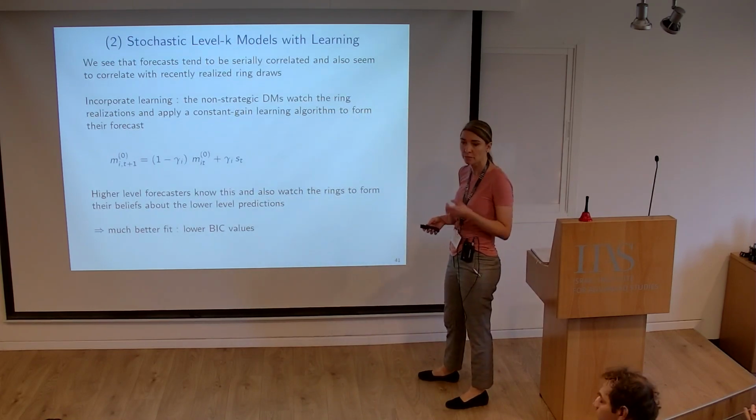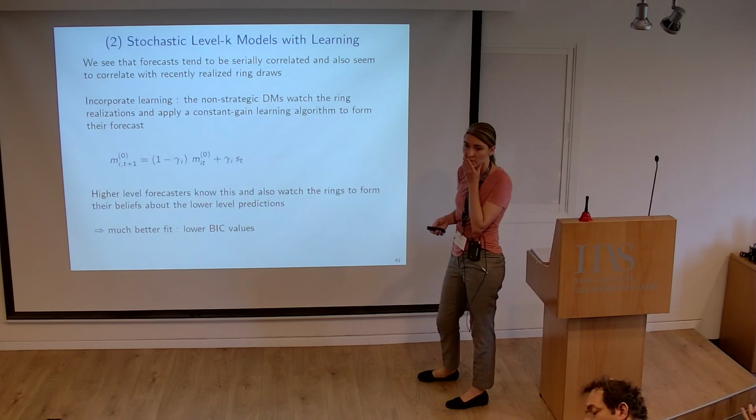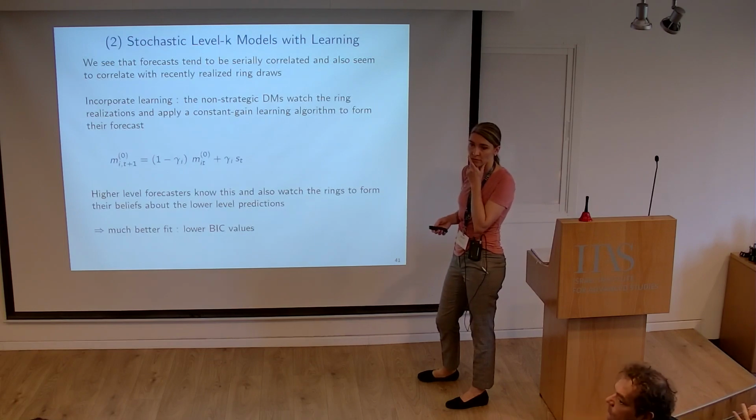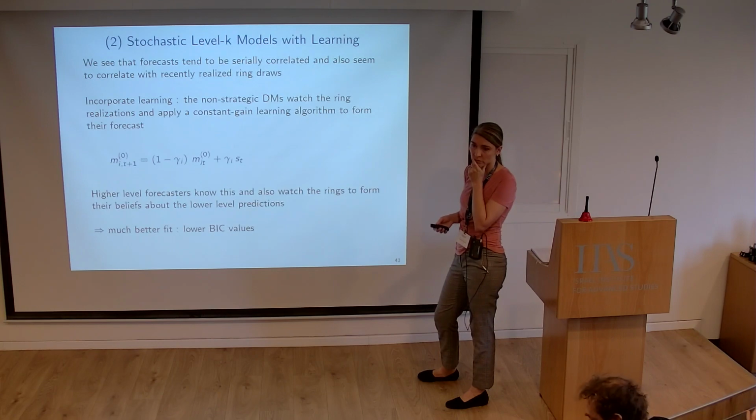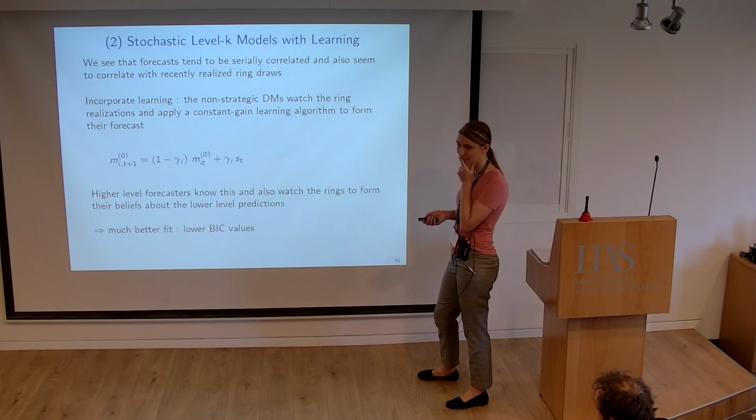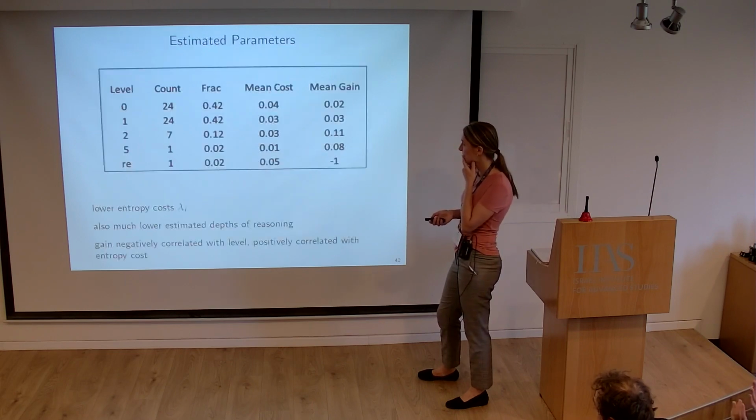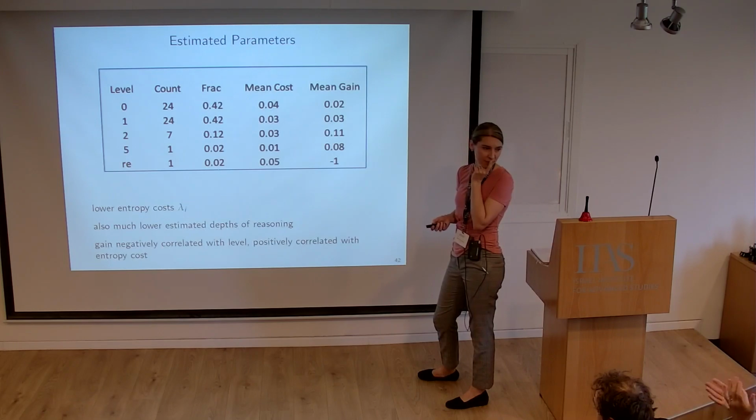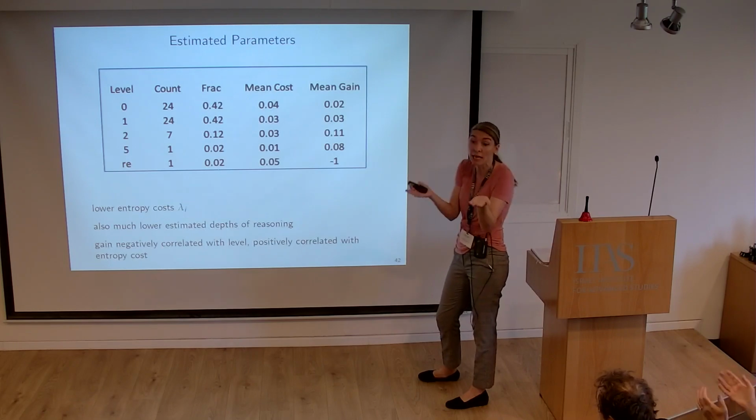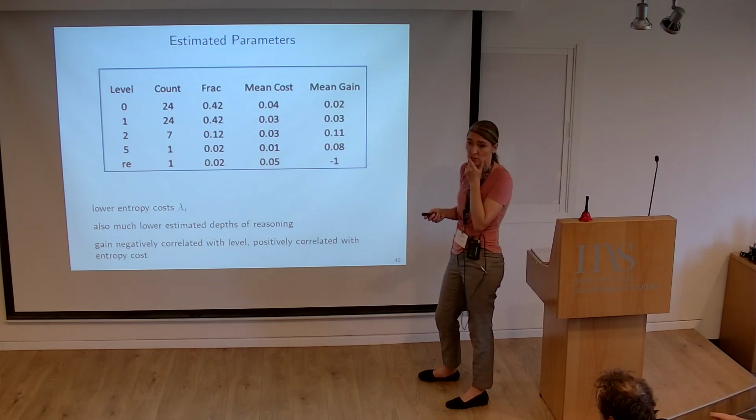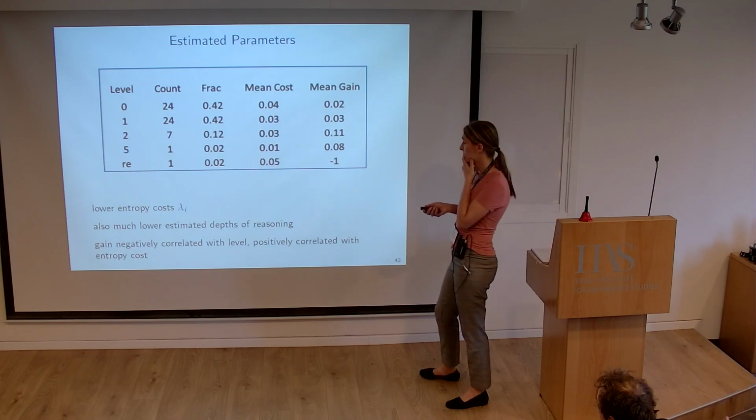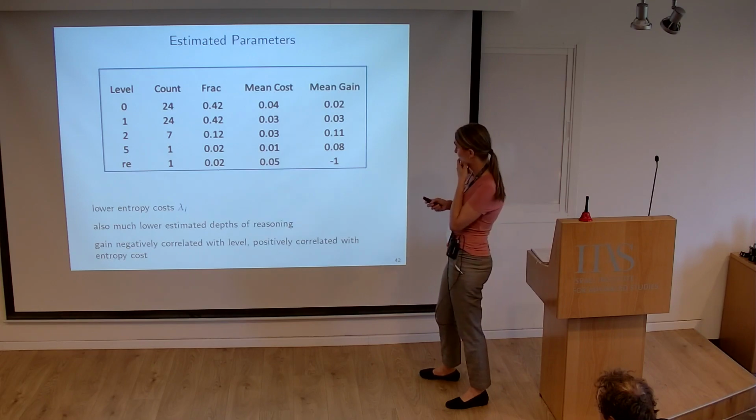Just a clarification. There is a cost of reducing my variance around my mean. Is there a cost also to reasoning higher levels? No. Yeah, I mean, there might or might not be. We're not modeling it.